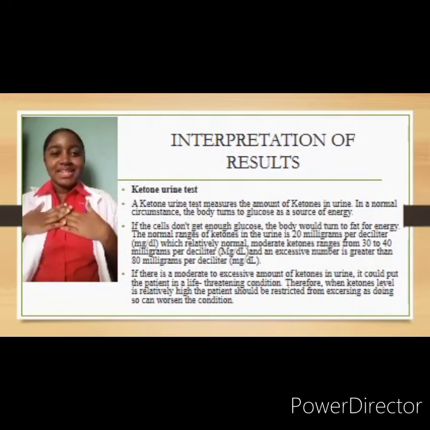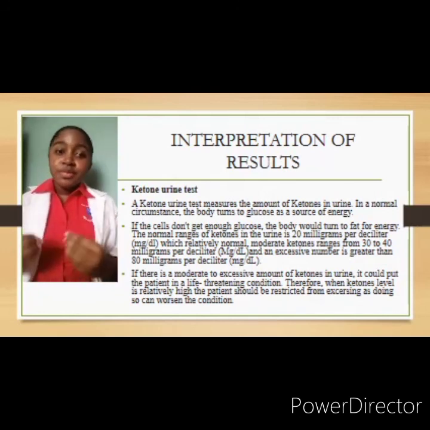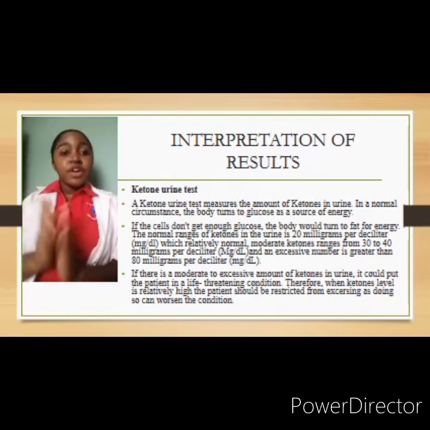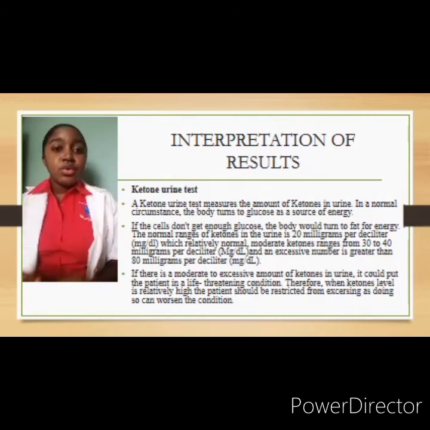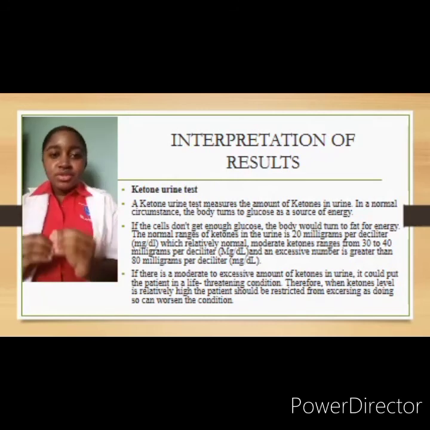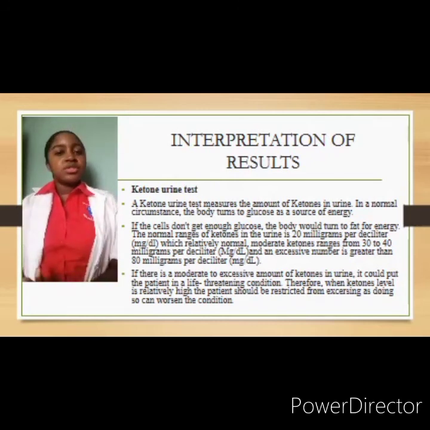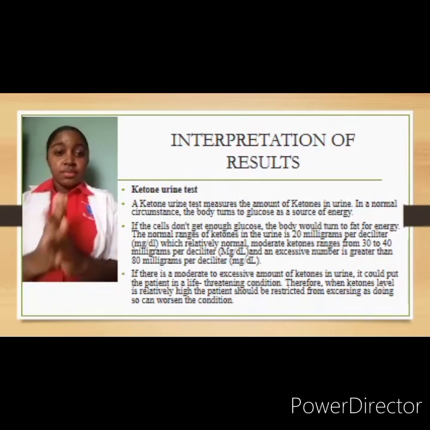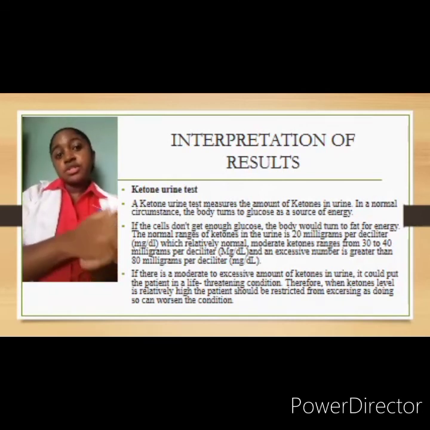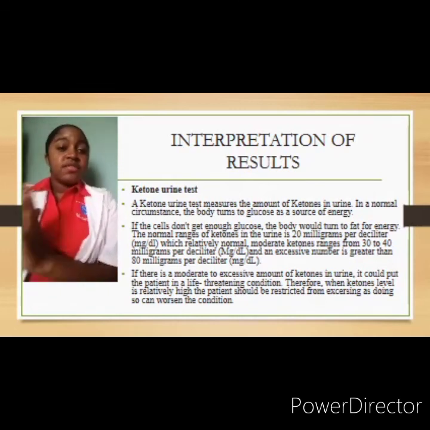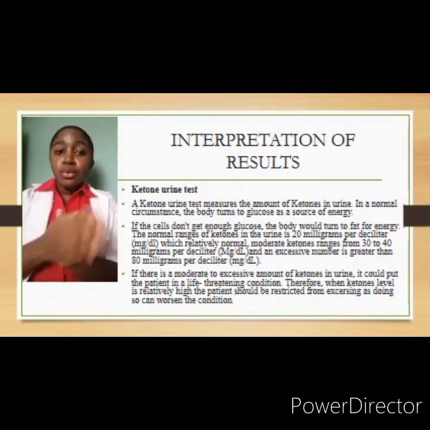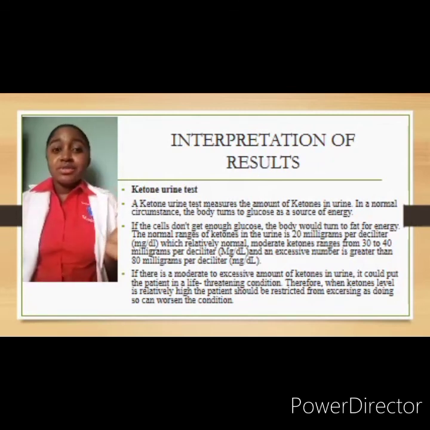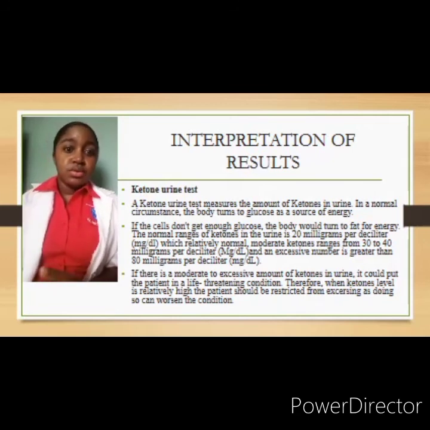My name is Ladisa Golden, and I will be interpreting the results for two tests that were done. The first test is the ketone urine test. The ketone urine test measures the amount of ketones that are present in the urine. The body uses glucose as a source of energy. However, if the cells get little or no glucose, it turns to fat for energy, which leads to the production of ketones in the body.